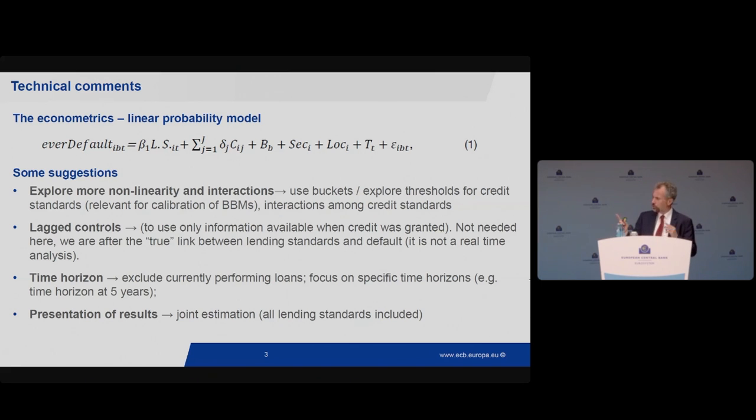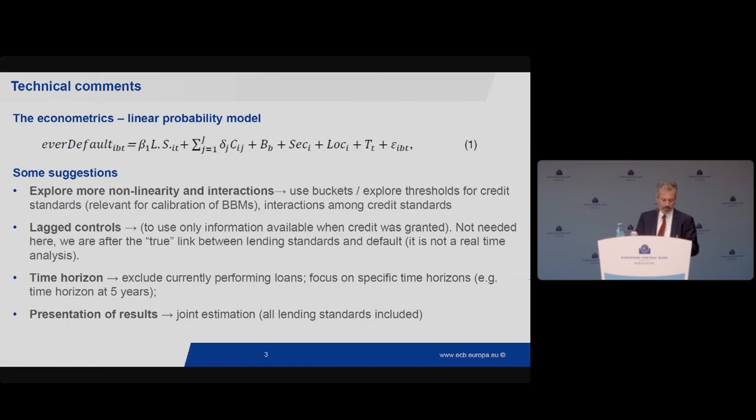Another point, it was not in the presentation, but essentially all the controls are lagged. This is to use information that is available in real time, but I don't think it's strictly needed in this type of paper. They are not assessing whether variables that are available in real time have forecasting power, but they are after the true link between credit standards and default risk. So if possible, and if available, I would use contemporaneous variables.